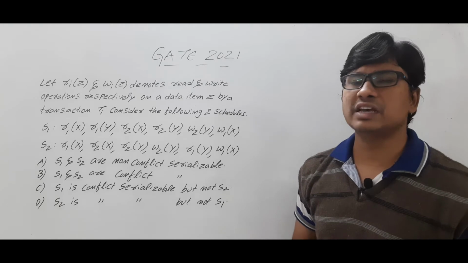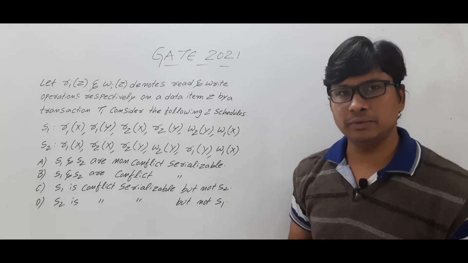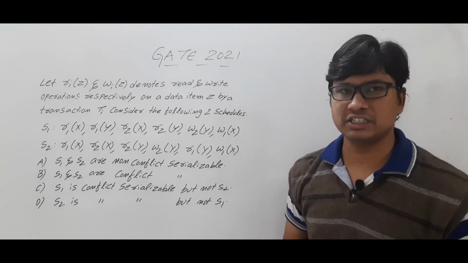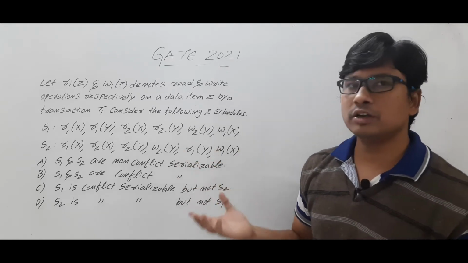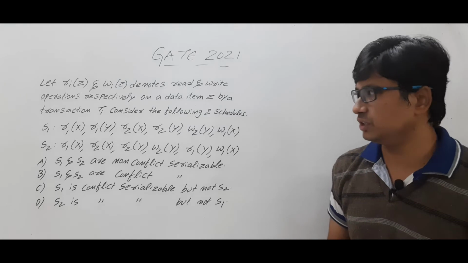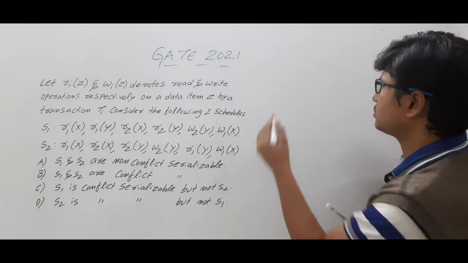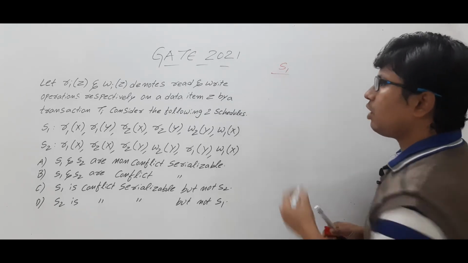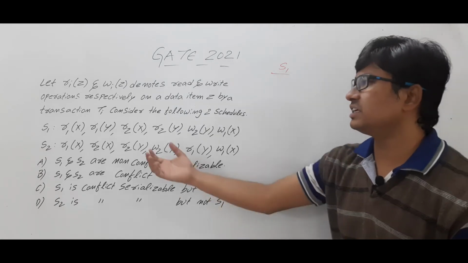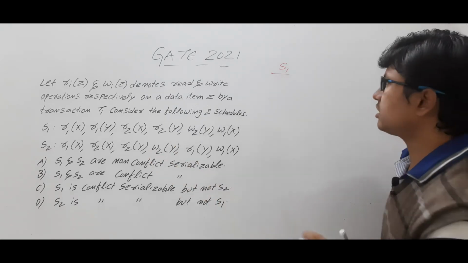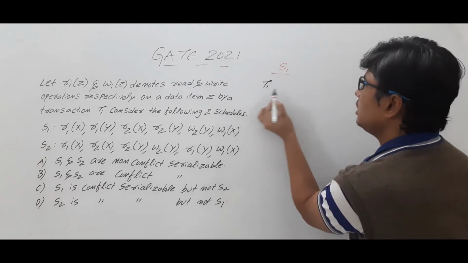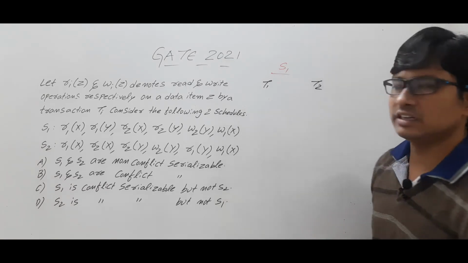These kinds of questions I have discussed in the DBMS playlist. I hope you would have watched it. If you have, then you can easily solve this question. If you could not do it, let me discuss the solution with you. They have given a schedule S1. How can we check whether it is conflict serializable or not? We need to draw the precedence graph. To draw the precedence graph, first we need to identify how many transactions are there in each schedule.